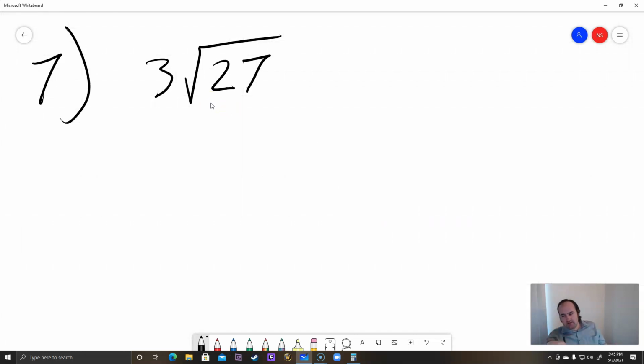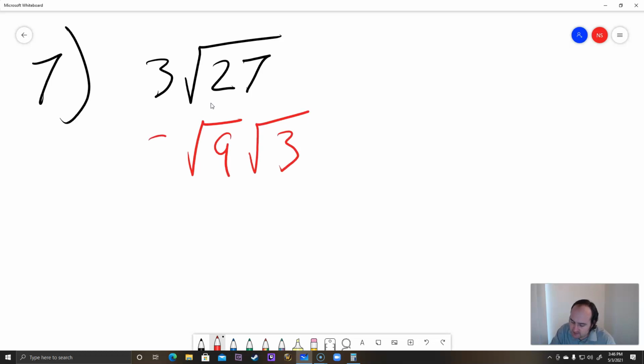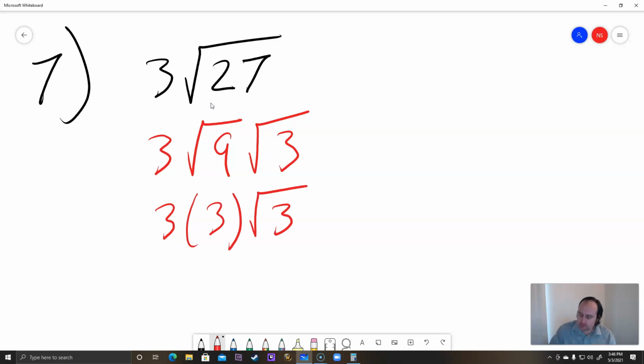So if you think about 27, 1 and 27 doesn't work because you can't take the square root. But if we do 9 and 3, we know that we can take the square root of 9. So we're going to rewrite it as root 9 times root 3. And then we still have a 3 out front. So we have 3 times root 9 times root 3. And then the square root of 9 is 3. So we actually have 3 times 3 times root 3.